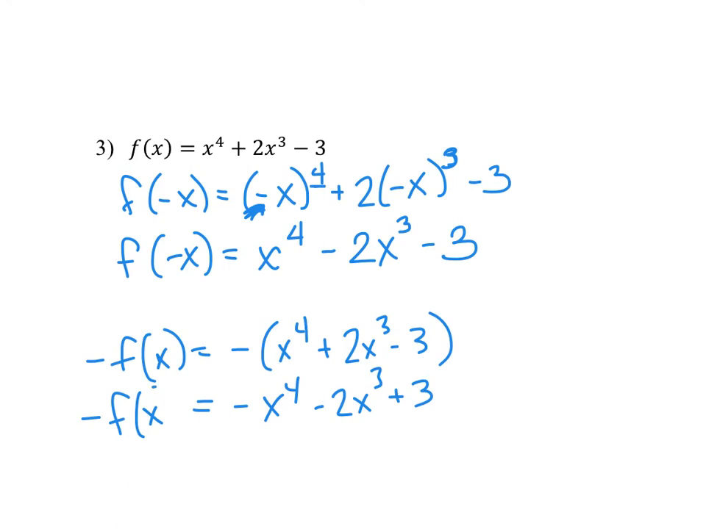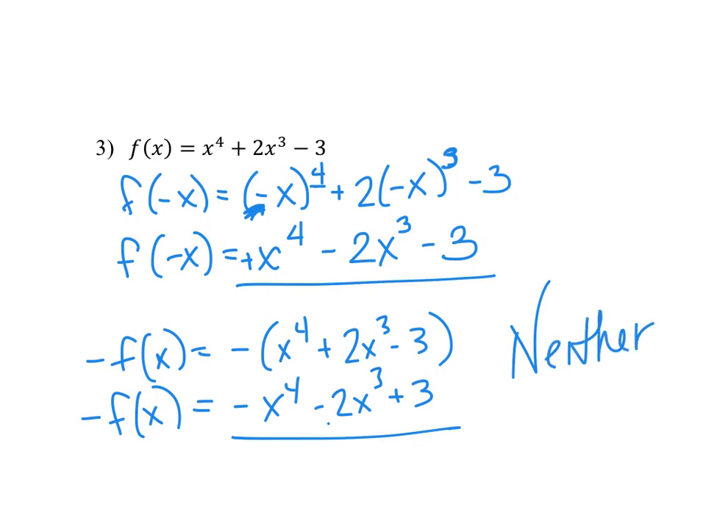Now, are any of these the same? So this one has negative, negative, positive. This one is positive, negative, negative. Yeah, none of these are the same. So if nothing is the same, it's neither odd nor even.